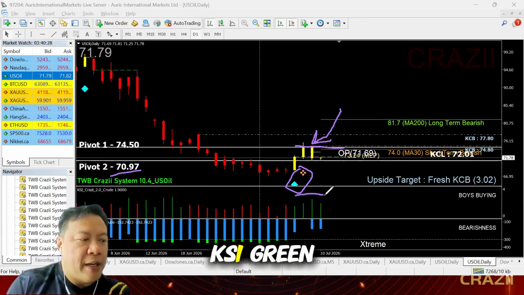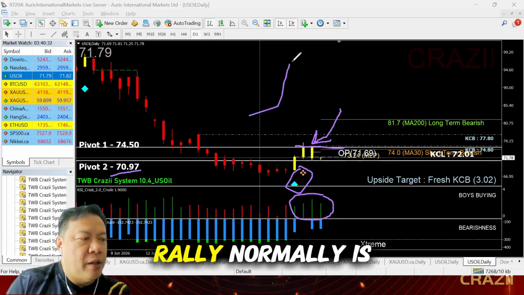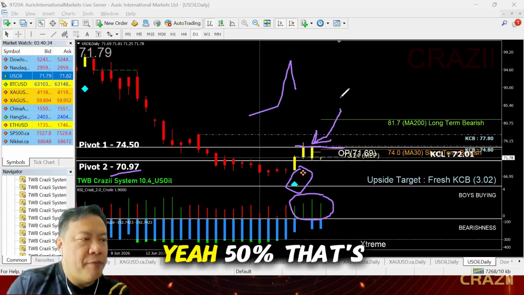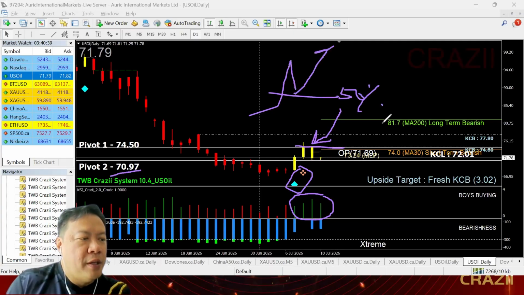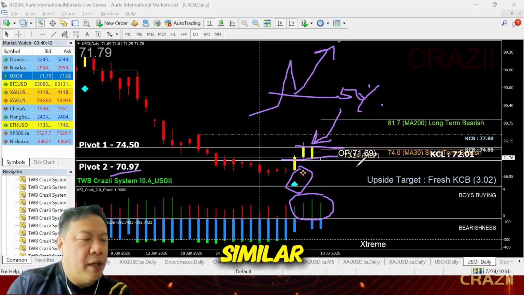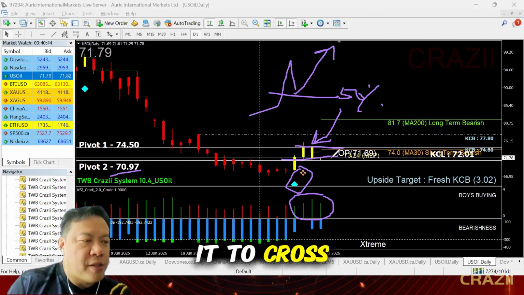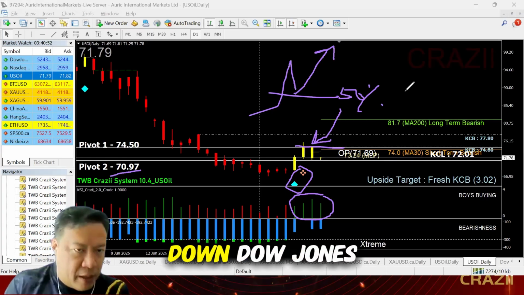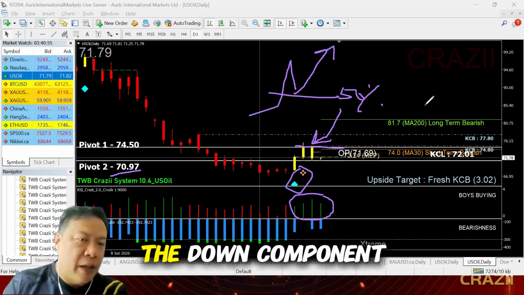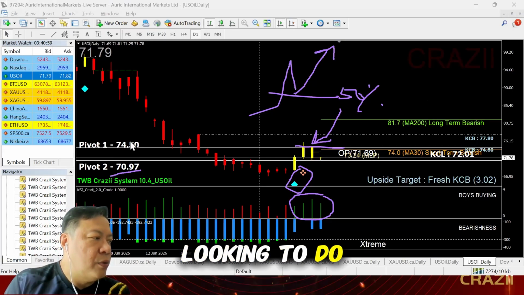Because you have the KSI green, you have the first rally. Now, after the first rally, normally it's a pullback of 50%. That's very normal. Then the real upwave. So now what we're seeing is something very similar. It's a 50% pullback at the moment. So all we need to do is wait for it to cross MLP to be very, very sure. And then if oil goes up, definitely Nasdaq will come down, gold will come down. Dow Jones may or may not because of the component stocks, but at least we know that you have something on your hand right now to look at in the market.